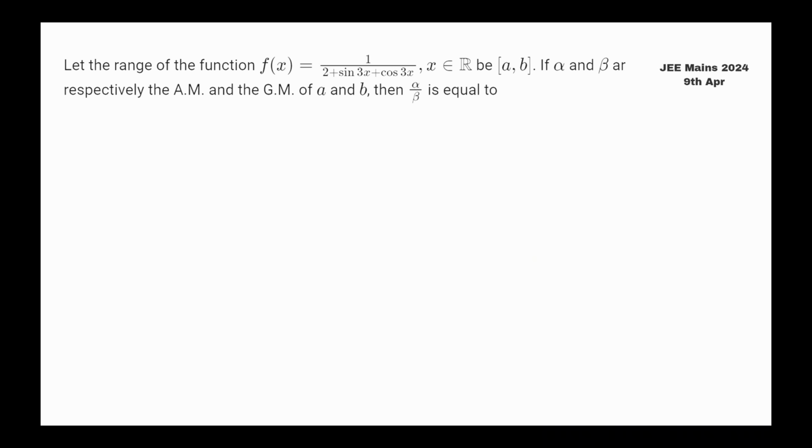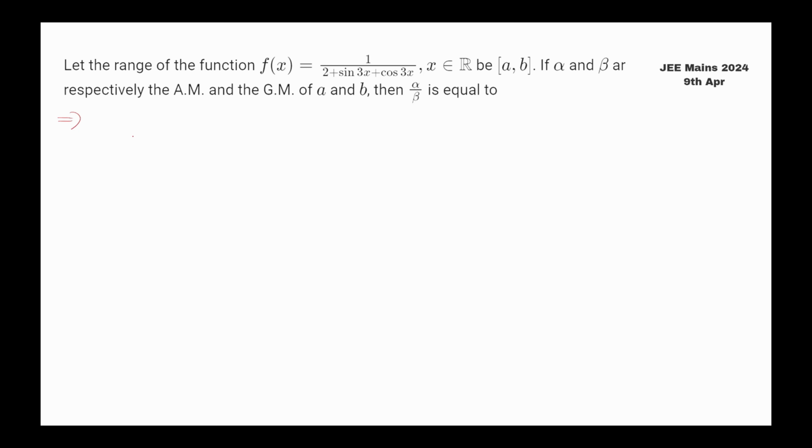So what has been given to us in this question? Let the range of the function f(x) = 1/(2 + sin 3x + cos 3x) be [a, b], and they've told us that alpha and beta are the arithmetic mean and geometric mean of a and b. Then we need to find alpha/beta. So before we get into the AM-GM, first our task is to find the range of this function.